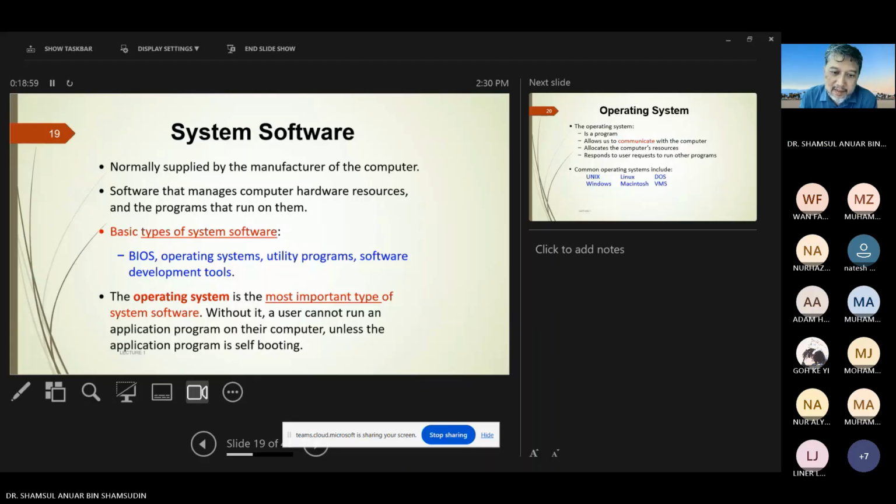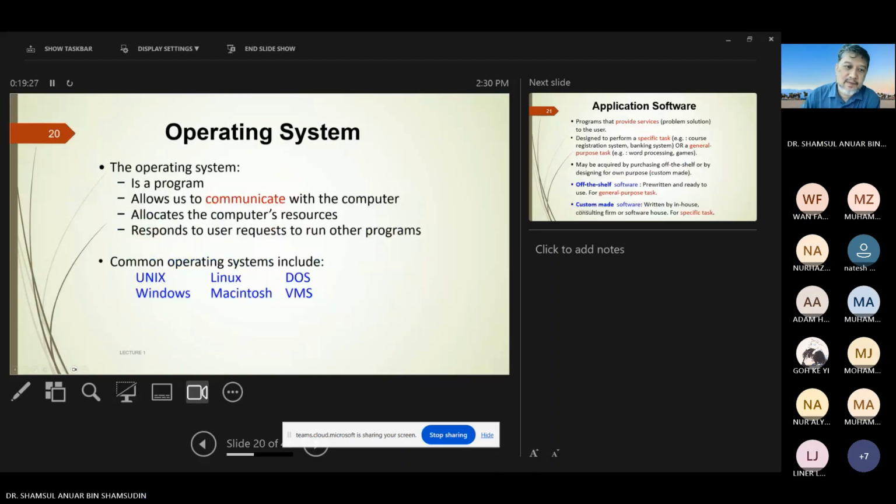Okay, so operating system is the most important type of system software, because the computer cannot be used without the operating system. So this is the backbone and also the main brain for the computer, for the hardware to operate. An operating system is basically a computer program also, and this dictates how the computer functions and communicates, and allocates the computer's resources.